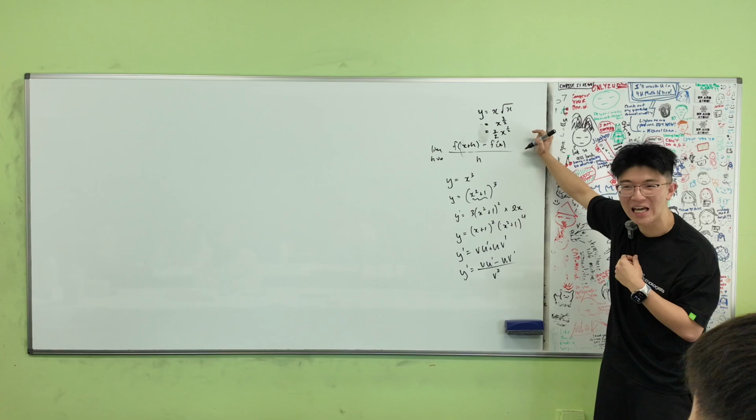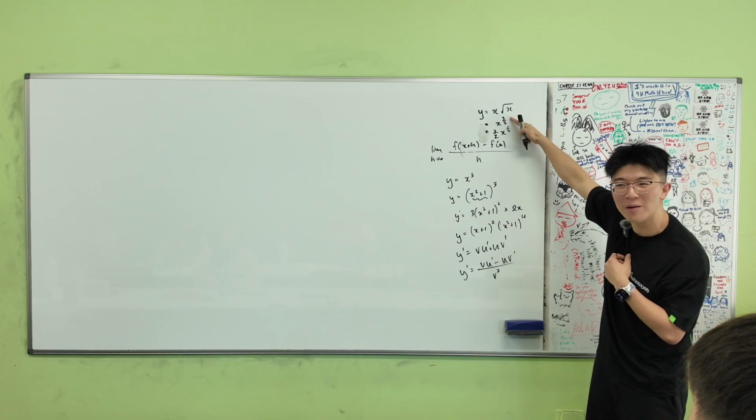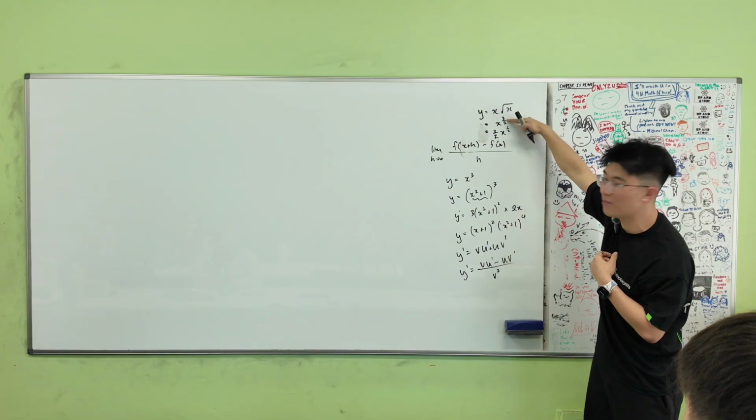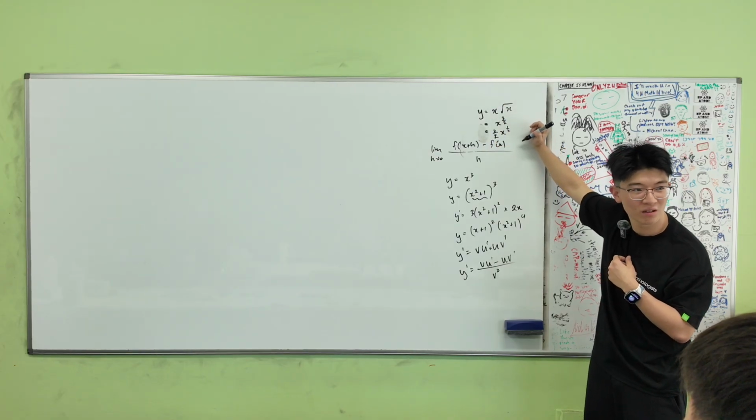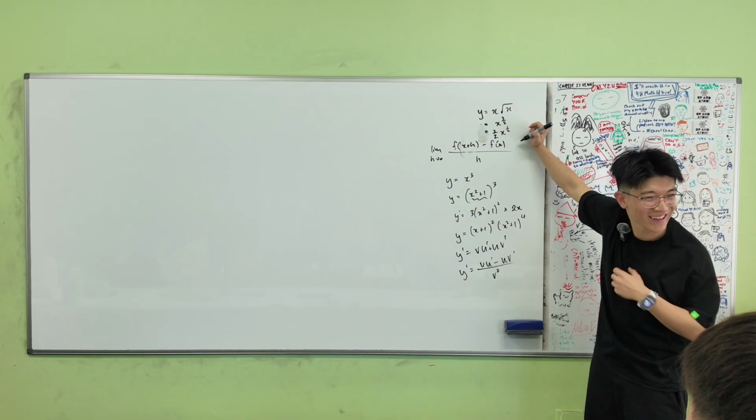Everyone always makes this mistake. It looks so fine, right? Did I bring the power down correctly? Did I lower the power by 1? So there must be something wrong in the setting out, not the actual maths. What is it?